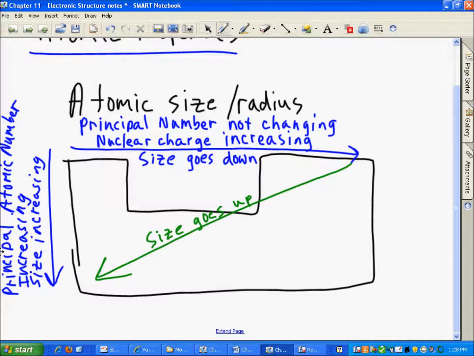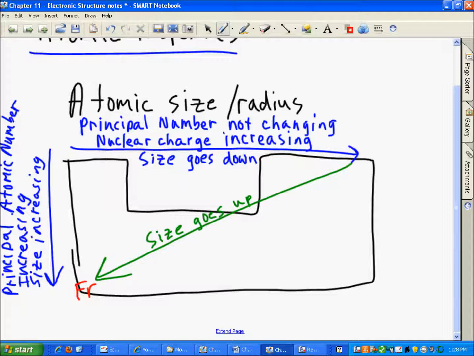So if that's the case, what do you think the biggest element in the periodic table is? What element would have the biggest atom? If you look at your periodic table, see if you can tell which element would have the biggest orbital. Fr, right, because it's in the bottom left, so the biggest atom is Fr.